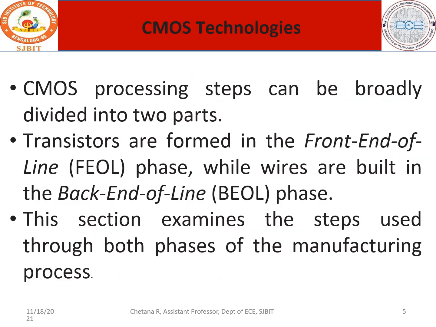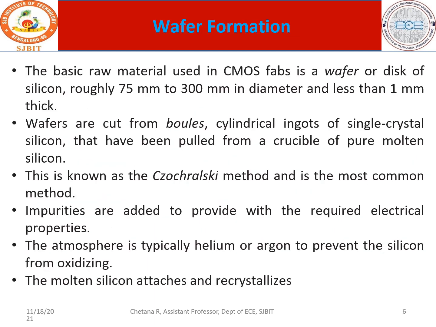So what are the CMOS technologies? How exactly are we going with the processing of CMOS? The different steps are broadly explained here. Transistors are formed in the front end of line phase, while wires are built in the back end of line. So first priority is given to the transistors, and then next comes the wiring. In this section we will be understanding both phases of the manufacturing process.